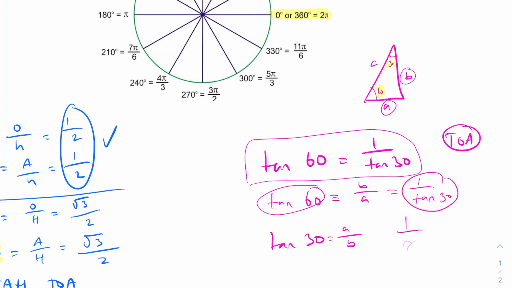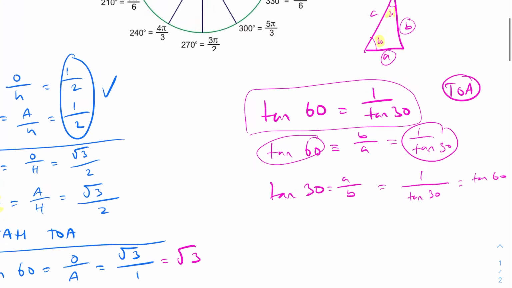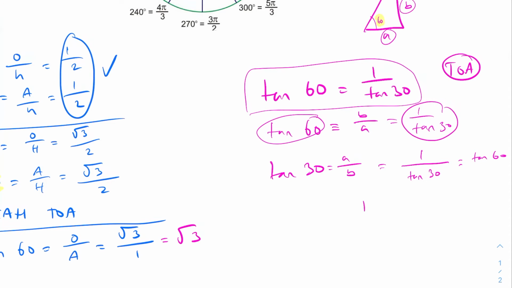I'll explain it a bit more in case you didn't get that. So we're saying 1 divided by tan 30, right? We're saying that that is equal to tan 60. So let's go through 1 over tan 30, and we've said here that tan 30 is A over B. Right? So we're saying 1 over A over B, which is another way of basically saying B over A.